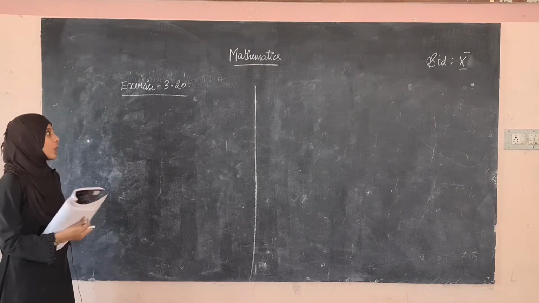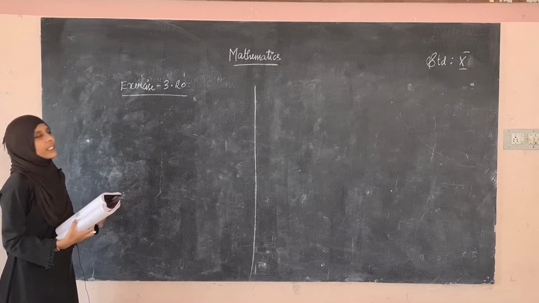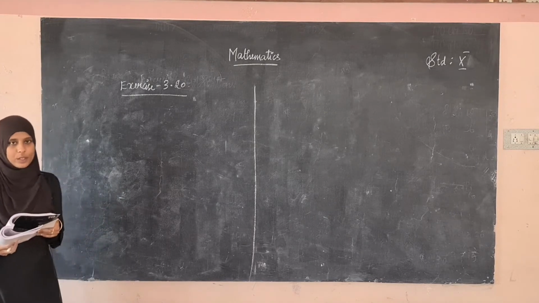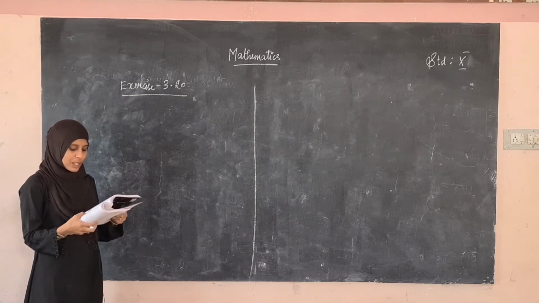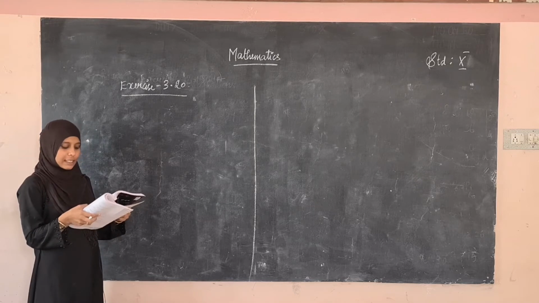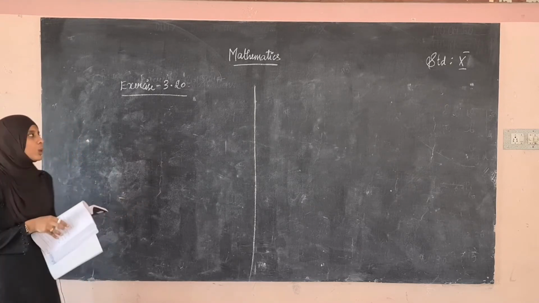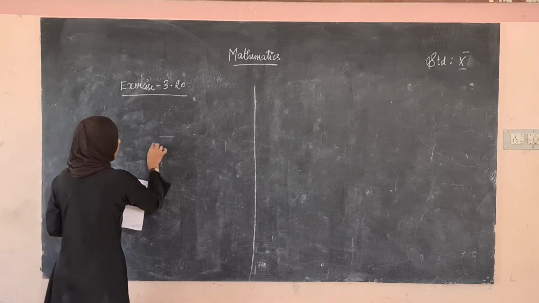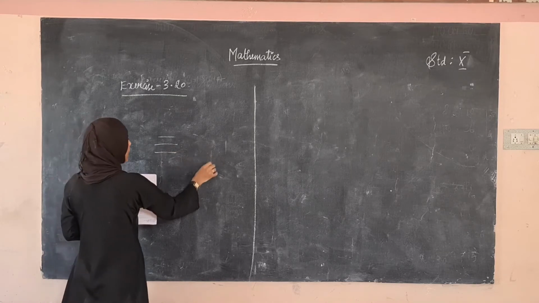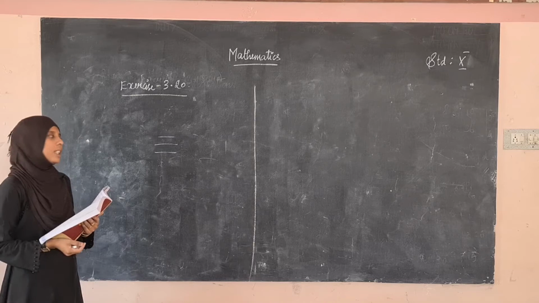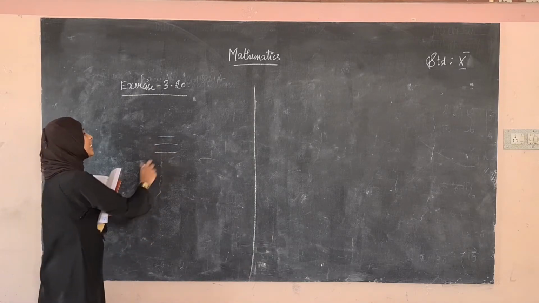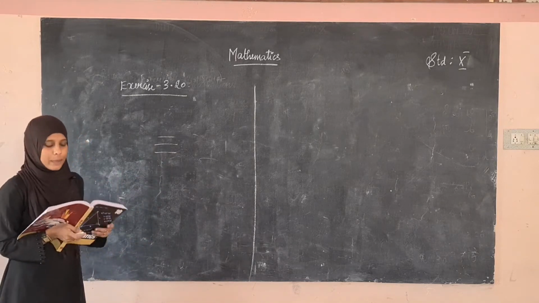So in today's class we are going to solve exercise 3.20, that is multiple choice questions. Okay, so first one: a system of three linear equations in three variables is inconsistent if their planes. So that is, there will be three linear equations. If we mark them in a plane, what will be the answer? The three linear equations will be inconsistent.